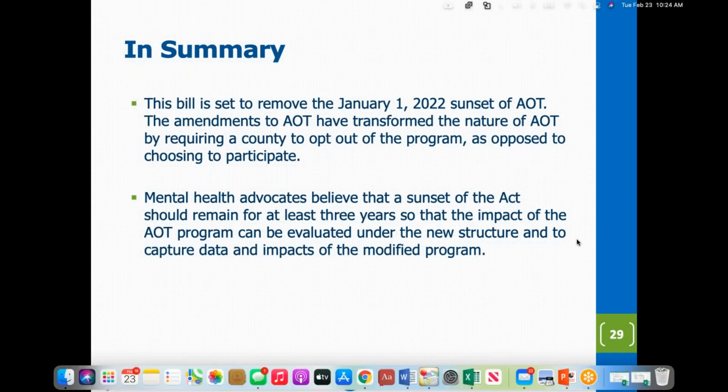All right, thank you, Tiffany. So again, in summary, this bill is set to remove the January 1st, 2020 sunset of AOT. The amendments to AOT have transformed the nature of AOT by requiring a county to opt out of the program as opposed to choosing to opt in or choosing to participate. Mental health advocates believe that the sunset of the act should remain for at least 3 years so that the impact of the AOT program can be evaluated under the new structure and to capture data and impacts of the modified program.